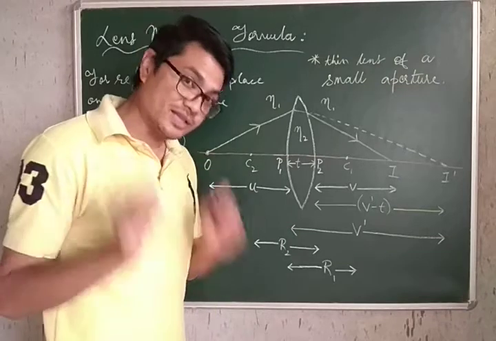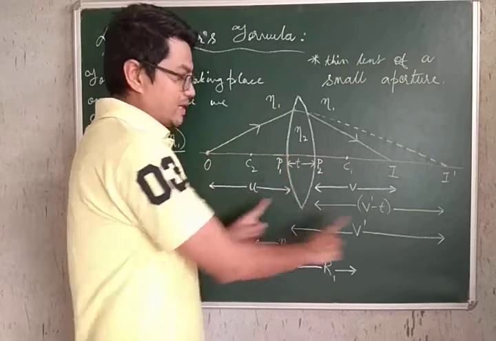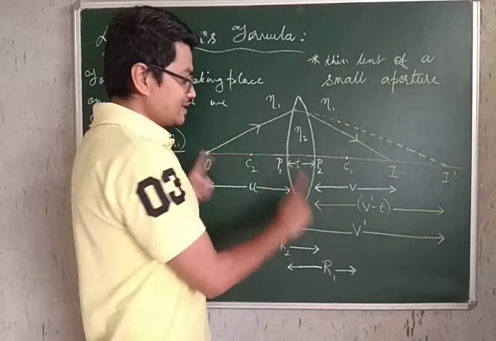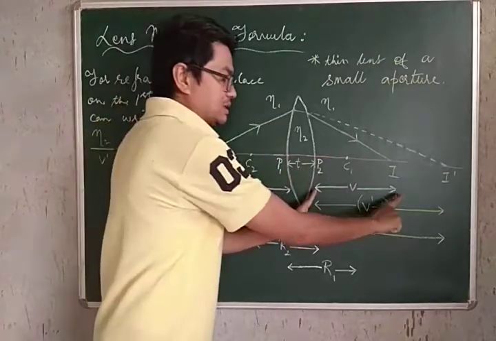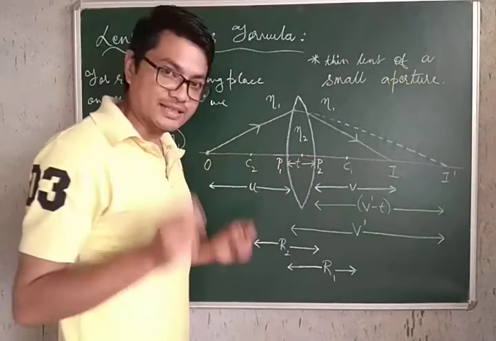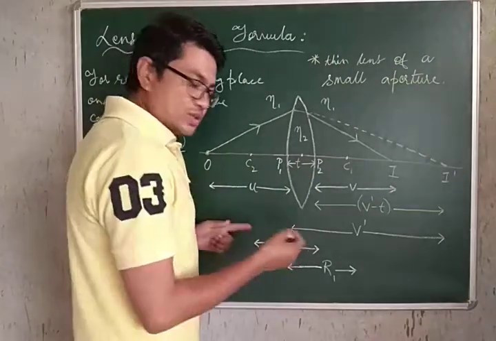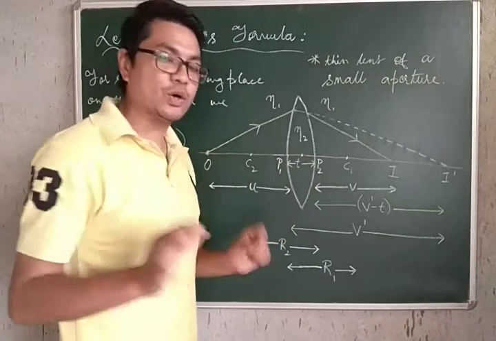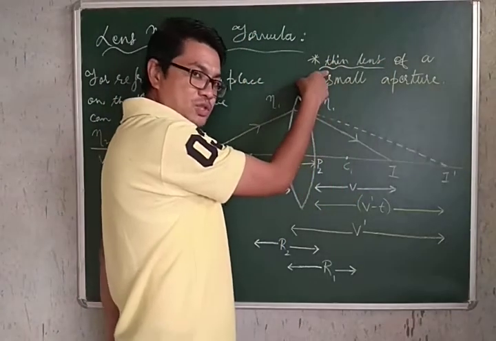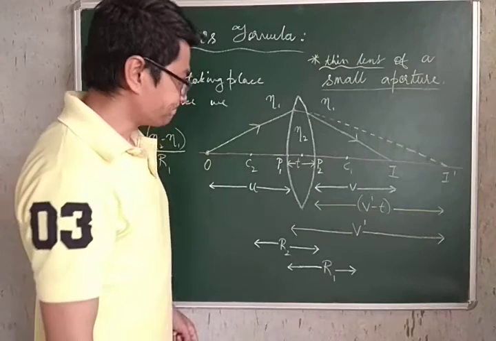The reason for considering thin lenses is because the distances here, as you can see, these distances are measured from the pole of the first surface, whereas these are distances measured from the pole of the second surface. So if the lenses are thin, then the distances measured from the respective poles are considered to be the same as the distance measured from the optical center of the lens. This is the reason why we consider thin lenses, and therefore we consider all distances measured from the optical center of the lens. So, very important words: thin lens means all distances are measured from the optical center, and all lenses have small aperture. Remember that.